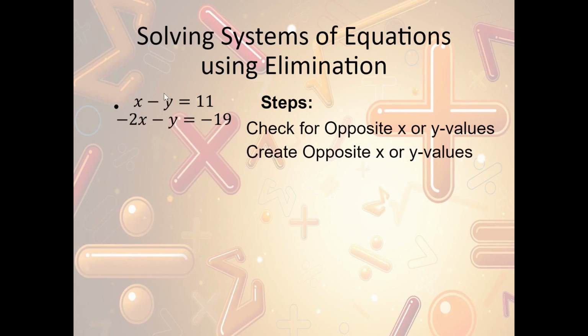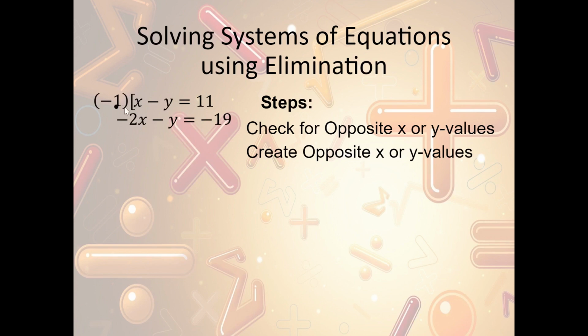So in this case, the easiest looks like it might be the y's, because we could just multiply one of these by a negative 1, and that gives us a positive y and a negative y. But we could also do the x's. We could multiply this whole thing by 2. That gives us a positive 2x and a negative 2x. But we're going to go ahead and do the top one by negative 1. If we multiply the top one by negative 1, we get positive y and negative y. Now, here's the deal. Anytime we multiply this, we have to multiply everything. So that's the x's, the y's, and the constants.